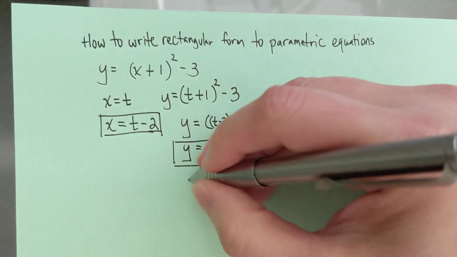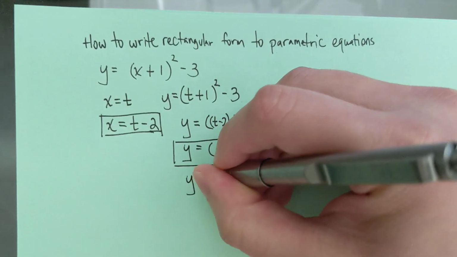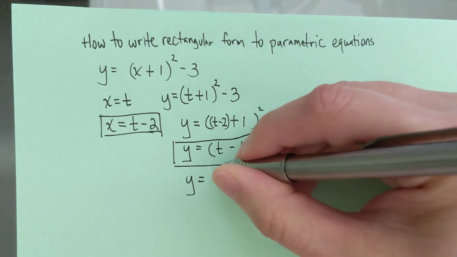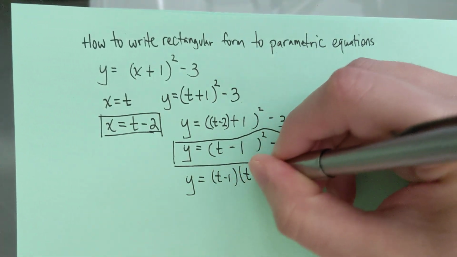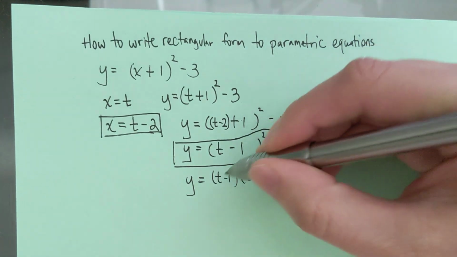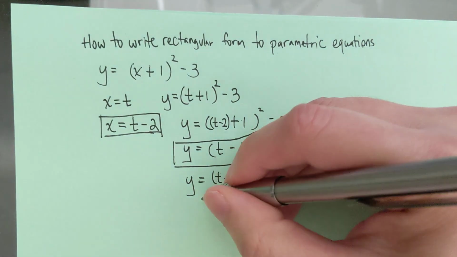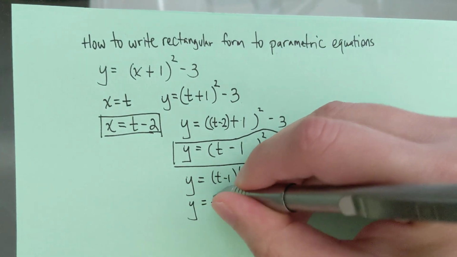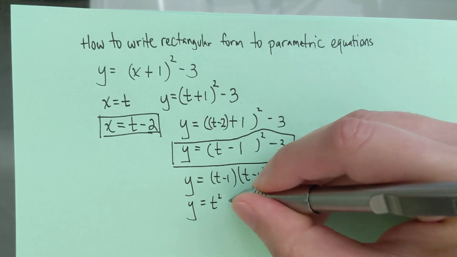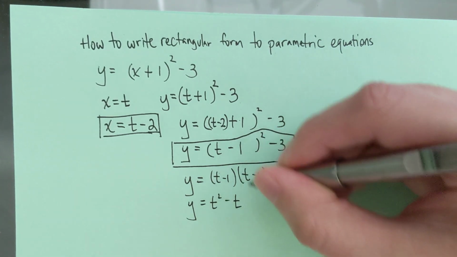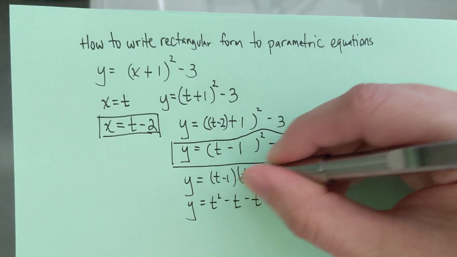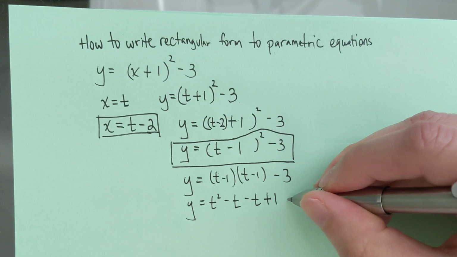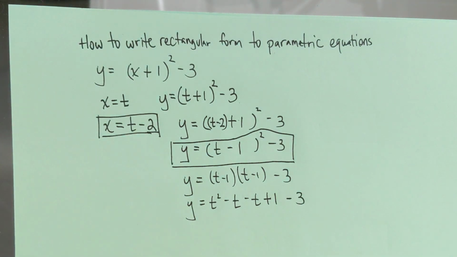Or if you choose to go further, you can use more algebra skills and say, what's t minus 1 squared? Well, technically that is t minus 1 times another t minus 1. And we have to do FOIL to finish it off. So t times t is t squared. T times negative 1 is negative t. Negative t times 1 is negative t. Negative 1 times negative 1 is positive 1. And don't forget, we still have that minus 3 here after the FOIL.